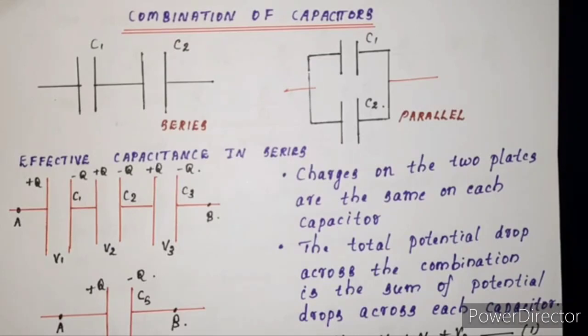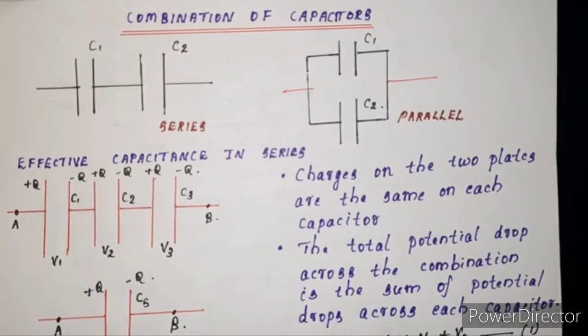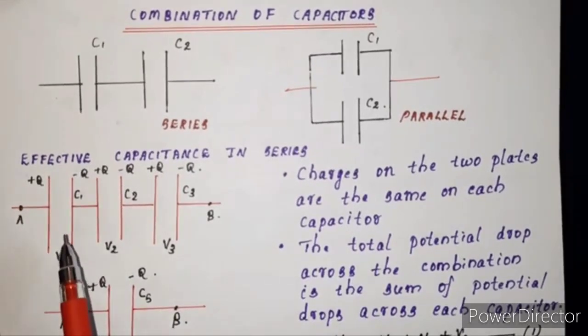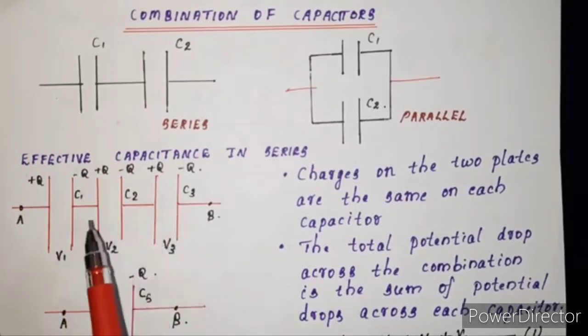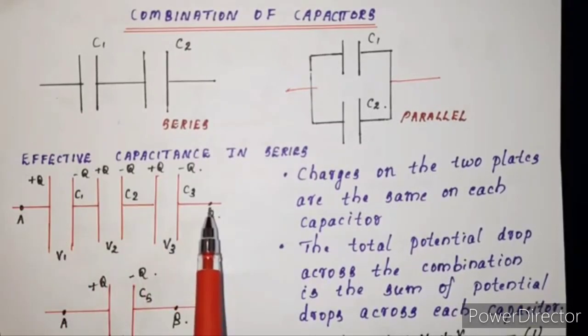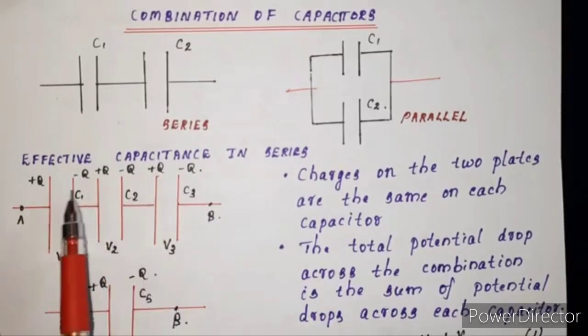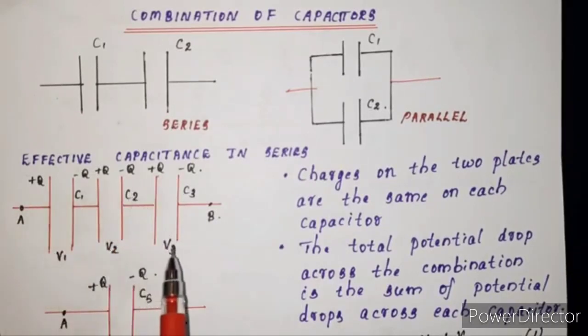Now we are going to derive an expression for effective capacitance in series and in parallel. First, let's start with effective capacitance in series. Here we consider three capacitors of capacitances C1, C2 and C3 connected in series. The charges on the capacitors we have written. The potential difference also I have marked.